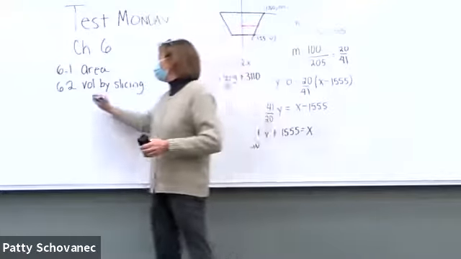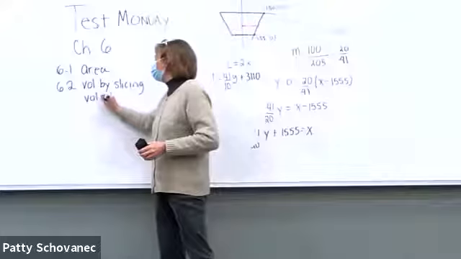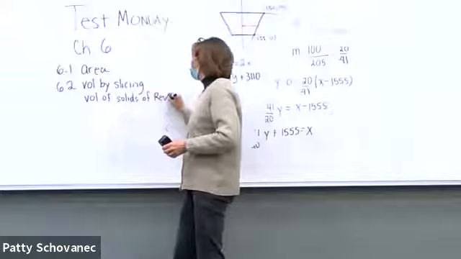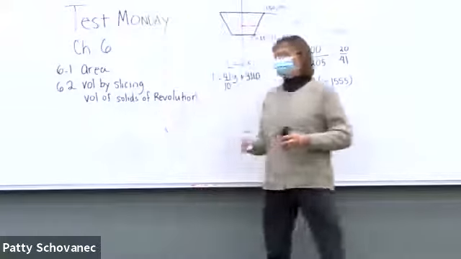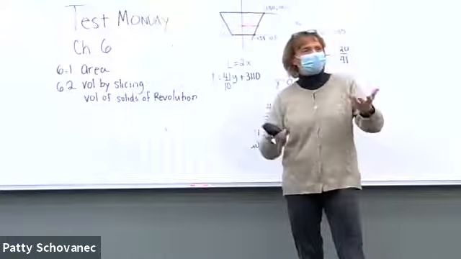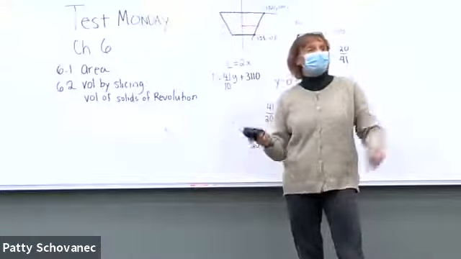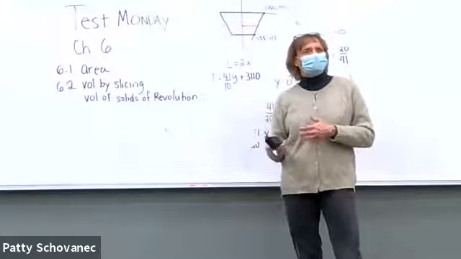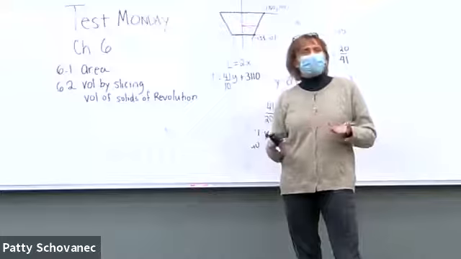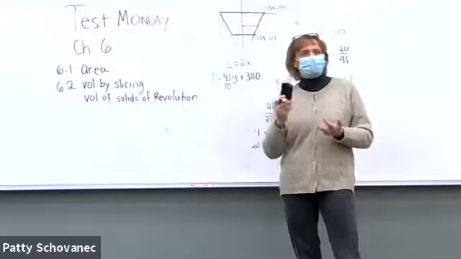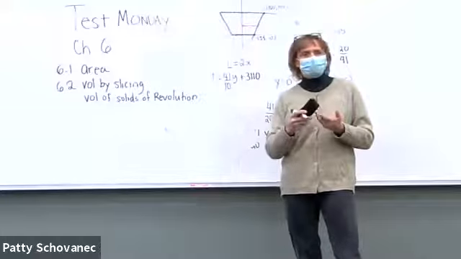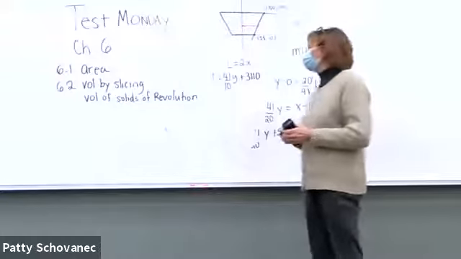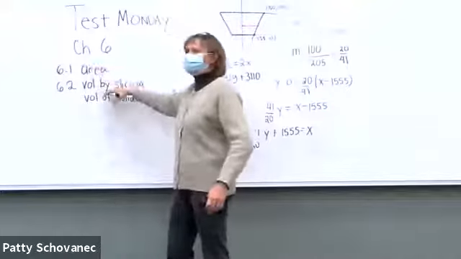Then the second part were the volumes of solids of revolution. So here again, I will give you a region bounded by graphs. So it's important that you know how to graph that region. Then I'll ask you to revolve it about the x-axis, y-axis, or a line parallel to the x or y axis and set up the integral that gives the volume by disks or by shells or by washers. Disks, washers, the same thing. So you just gotta make sure you've got your situation aligned correctly. So these will probably all just be set up.